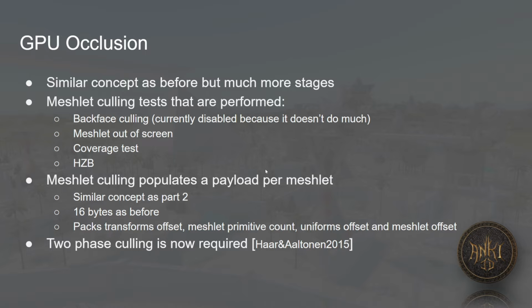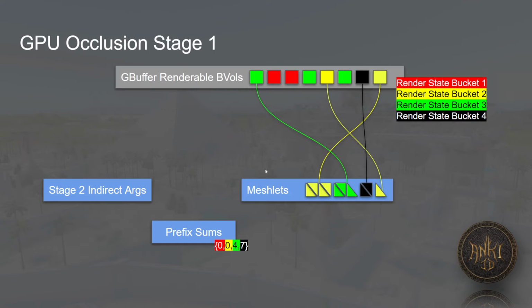Unlike per object culling, this time we need the two-phase culling. This is the first stage. Occlusion happens in, let's say, three stages. In the first stage, we perform renderable testing, just like in part 2. And we also do the LOD calculation. The output is 8 bytes per visible meshlet.